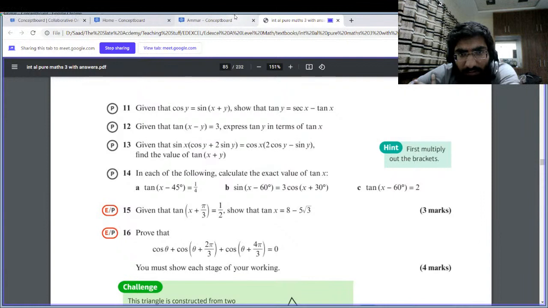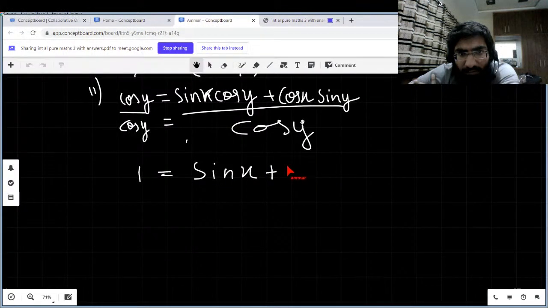How? Because sine y by cos y would be tan y. Cos x into tan y. Yeah, that would be it. Tan y cos x. Okay.